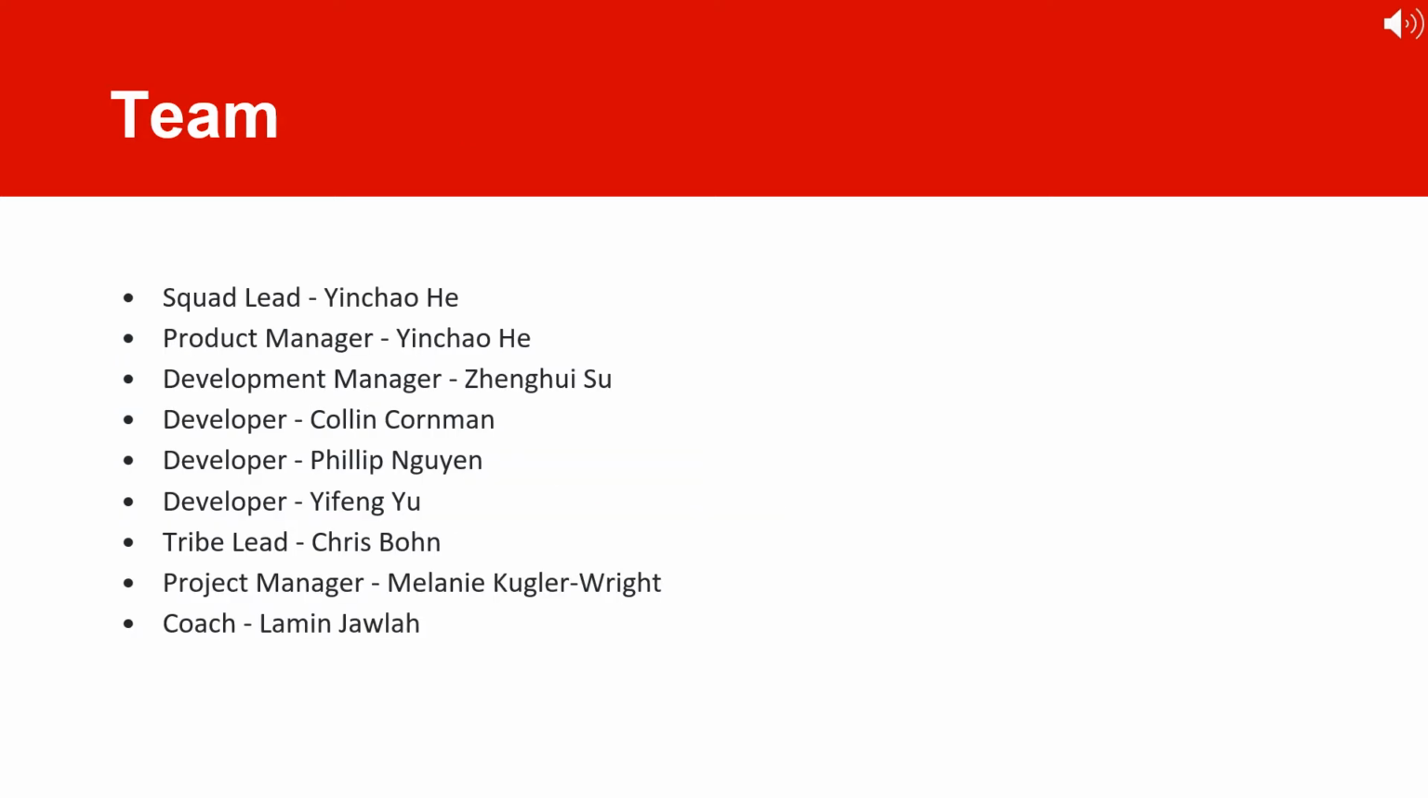Then here's our team, our squad lead and product manager Ying Chao He, a senior in computer science, and myself, Zheng Hui Su, the development manager, and also a senior in computer science. And here's our 3 developers, Colin Corman, a senior in computer science, Philip Yuan, a junior in software engineering, and Evan Yu, also a senior in computer science. Then here's our tribe lead, Dr. Bourne, and our project manager, Manny, and at last our coach, Lamin.